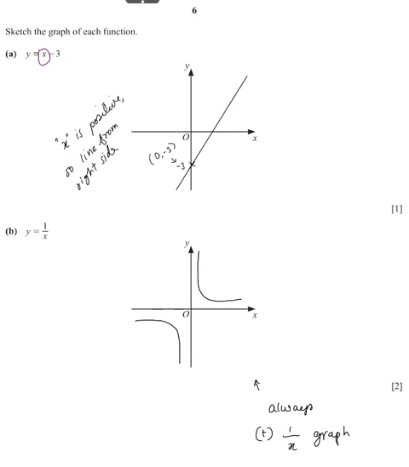Then for b, y is equal to 1 by x. 1 by x always means there will be one over here like this and the other over here. If it was minus 1 by x, it would be over here. So make sure you draw this neatly. I am doing it on my device, so I cannot draw it neatly, but on the paper, do it neatly.